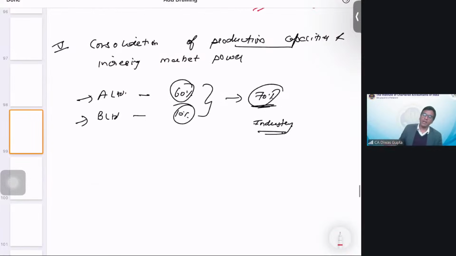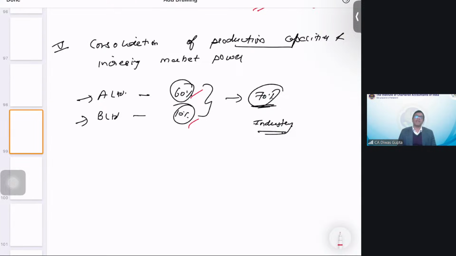Then, consolidation of production capacities and increasing market power. What does this mean essentially? There are two things. One is production capacities. For example, there is a specific industry in which only a handful of companies have the capacities installed for production. Now, if two of the major players decide to combine, let's say 60% and 10%, collectively they will control 70% of the industry in terms of production capacity.